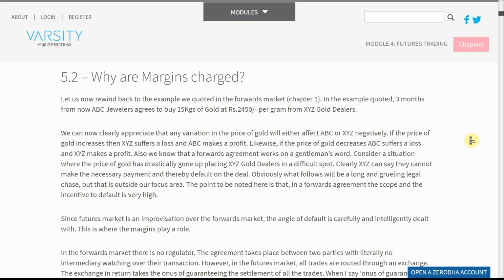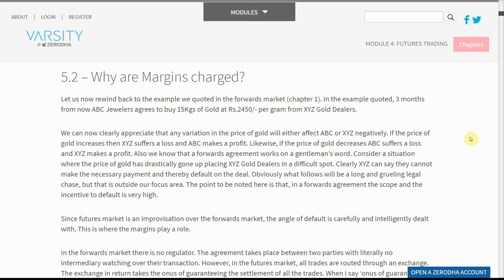Let us now rewind back to the example we quoted in the Forwards Market, Chapter 1. In the example quoted, 3 months from now, ABC Jewelers agrees to buy 15 kgs of gold at 2,450 rupees per gram from XYZ gold dealers. We can now clearly appreciate that any variation in the price of gold will either affect ABC or XYZ negatively. If the price of gold increases, then XYZ suffers a loss and ABC makes a profit. Likewise, if the price of gold decreases, ABC suffers a loss and XYZ makes a profit.